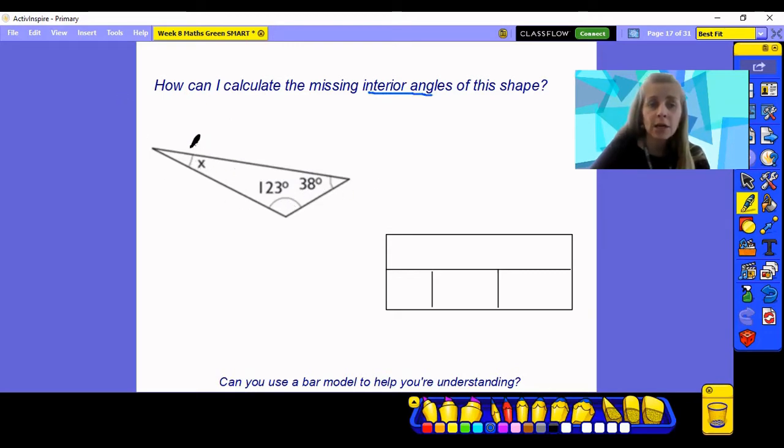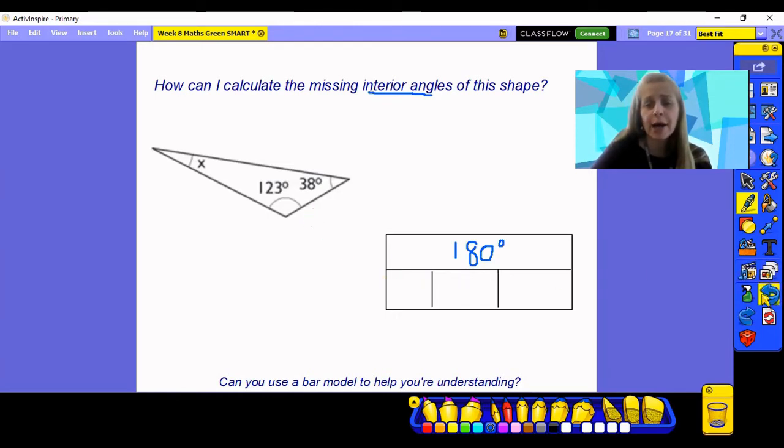We are looking at what our missing angle is. We know something already about this shape because we know this is a triangle, since it's got 3 sides. And we know something about what all the interior angles total on a 3-sided shape. As we've already explored, the total of the interior angles on a triangle is 180 degrees.